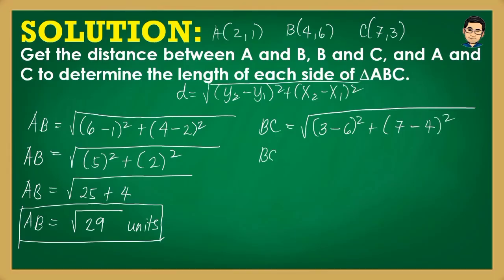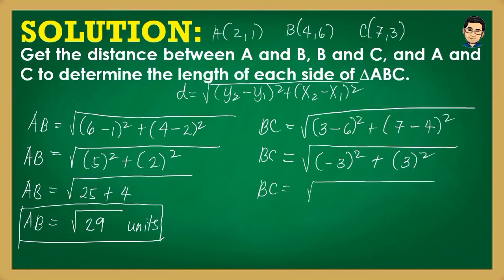BC is equal to square root of 3 minus 6 is negative 3 plus 7 minus 4, 3 din. Kaya lang positive. So, BC is equal to the square of negative 3 is positive 9. The square of 3 is also 9. So, BC is equal to square root of 18. So, 9 plus 9 is 18.